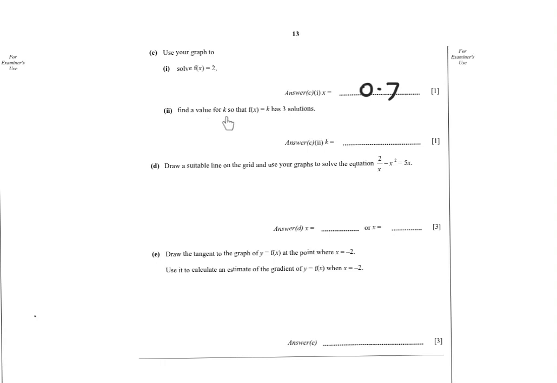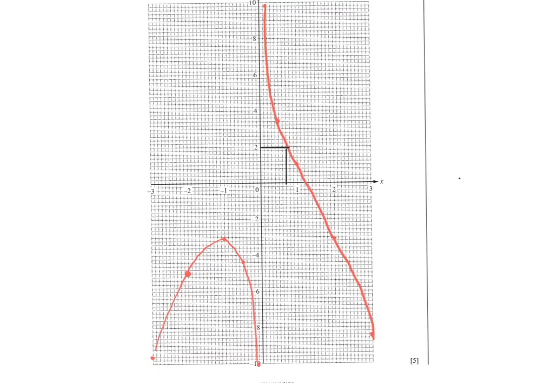Find a value for k so that f(x) equals k has 3 solutions. Let me go back to the curve. A horizontal line intersects the curve at 3 points. Any horizontal line in this region intersects the curve at 1 point, 1 point, 1 point. Then at this point, it's just 2 points. Below, any horizontal line intersects the curve at 3 points.